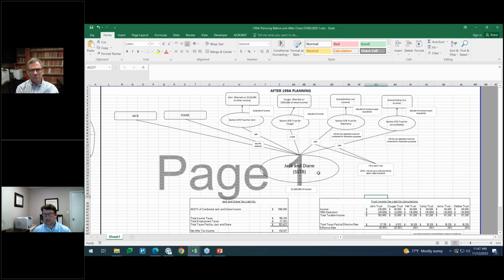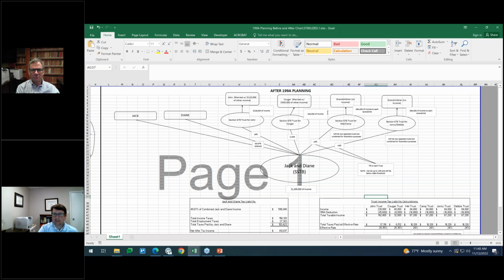Then we do separate 678 trusts for Mel and Camp. Again, for ease of illustration, I've just combined them together in one trust here. They're grandchildren with no other income. So I did 7% to each of these trusts, which gives each grandchild around $84,000 of income. I could do all the way up to 14%. That would still keep them under the threshold, but that would take away from what Jack and Diane are retaining, and they wanted to keep around half to support their lifestyle.